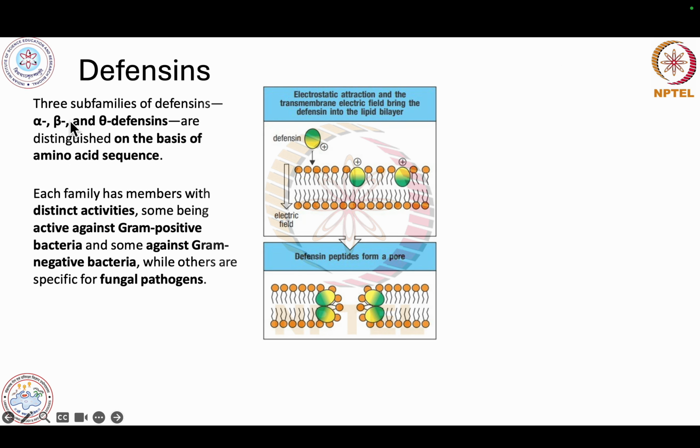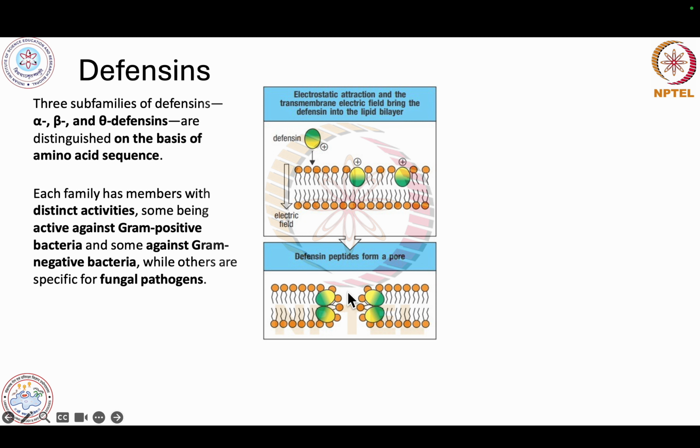There are three subfamilies of defensins: alpha, beta, and theta defensins, distinguished on the basis of amino acid sequences. Each family has members with distinct activities, some being active against gram-positive bacteria, some against gram-negative bacteria, while others are specific for fungal pathogens. Electrostatic attraction and the transmembrane electric field bring the defensin into the lipid bilayer.